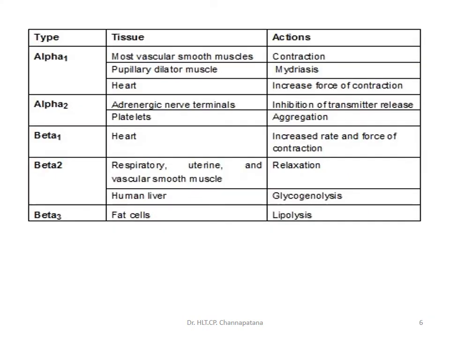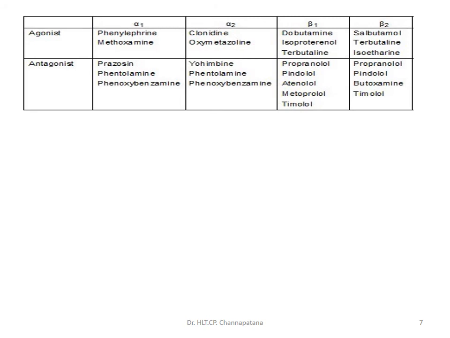In this table we can see how many adrenoreceptors there are, that is alpha 1, alpha 2, beta 1, beta 2, beta 3, and in which tissues they are present, their location, and what actions they produce. And in this slide we can see the agonists and antagonists of alpha 1, alpha 2, beta 1 and beta 2.